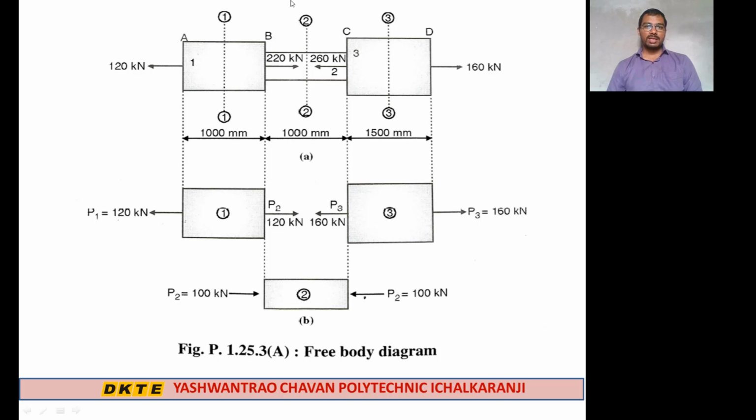Next, take section along 1. This is the 120 kilonewton. Apply 120 kilonewton directly on the left and right of section 1, that is section AB. P1 is equal to 120. At section 2, 120 towards left, 220 towards right, means plus 100 towards right. 100 is the compressive load on section 2, and 160 towards right. Here again we have to apply 160 kilonewton. That means the first section is acted on by a tensile load of 120, the second body by a compressive load of 100 kilonewton, and the third body by a tensile load of 160 kilonewton.